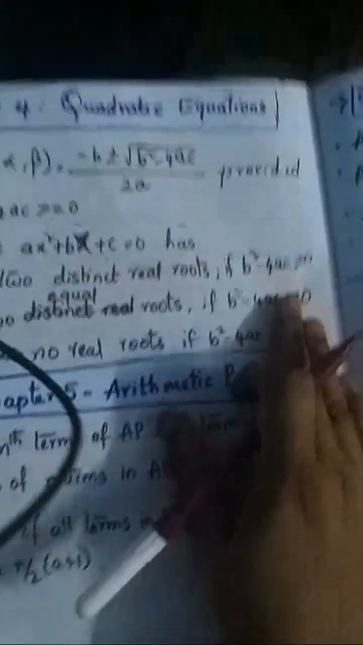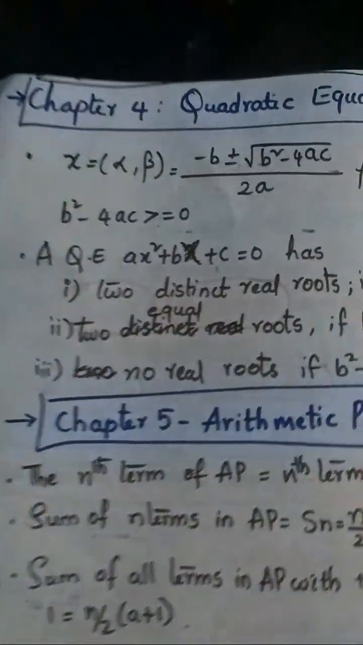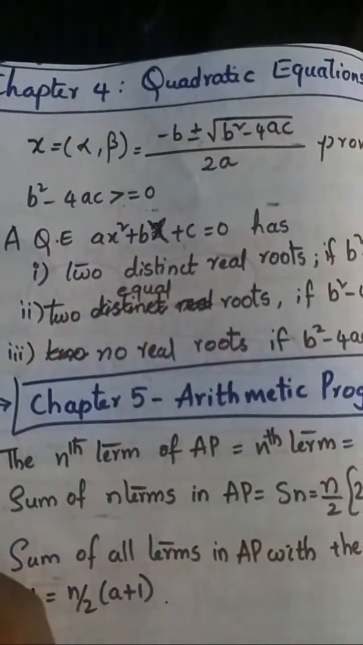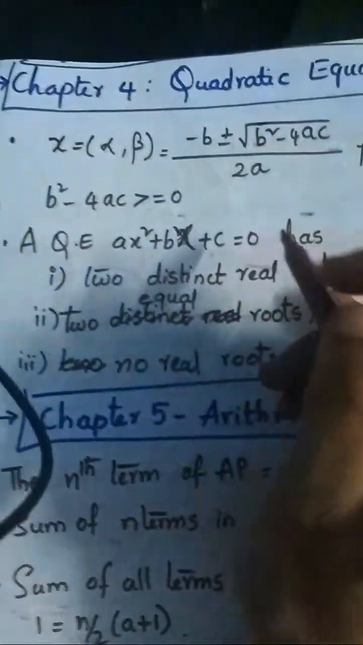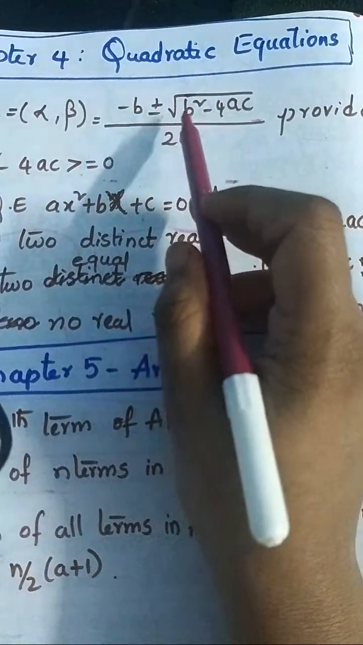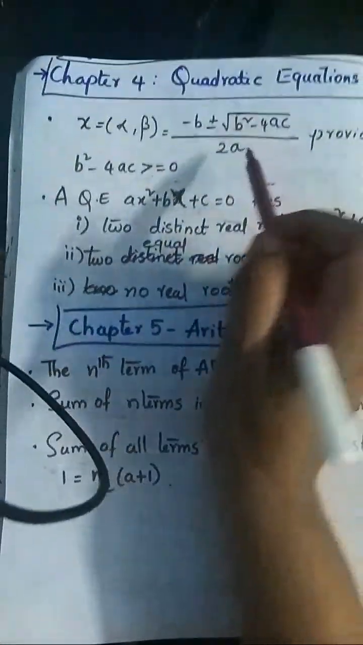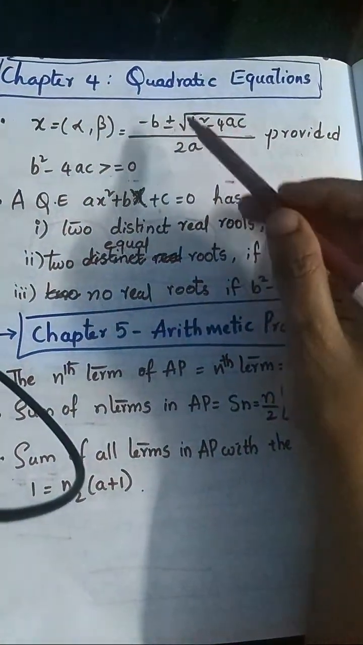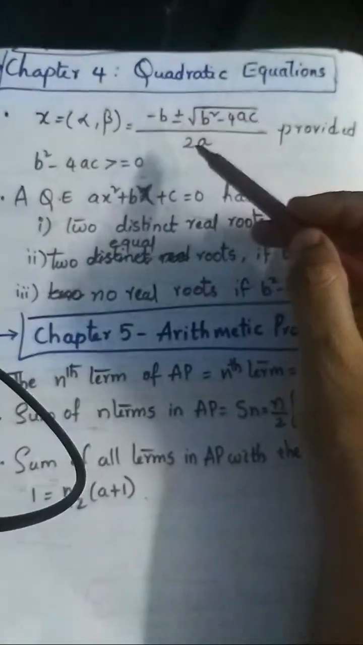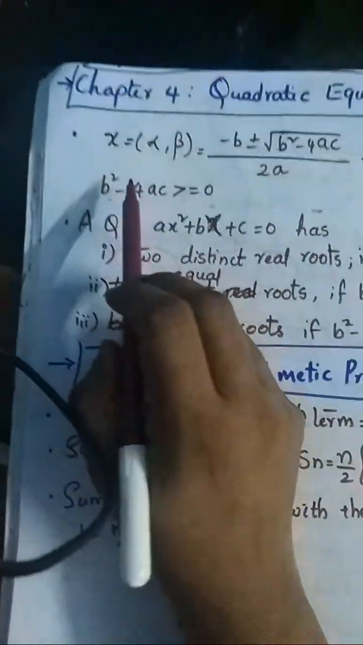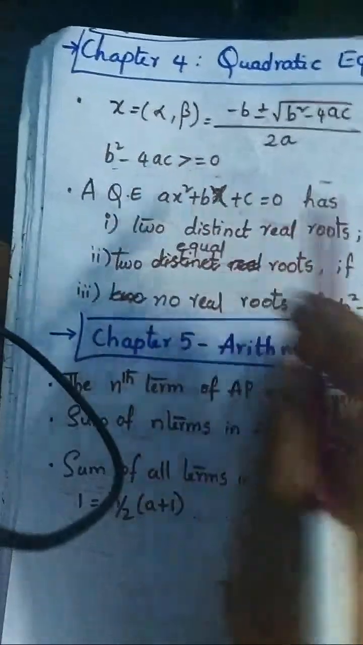now the next chapter, that is quadratic equation. In this, from the example, some important formulas are here: x equal to alpha, beta, then x equals minus b plus or minus under root b square minus 4ac by 2a. We are using this for finding the roots of the quadratic equation. Okay, b square minus 4ac is the characteristic equation.